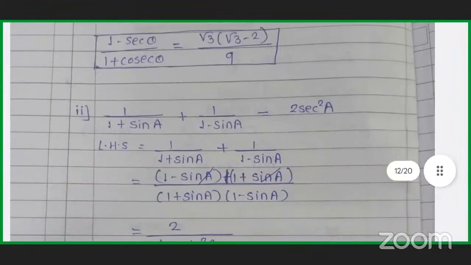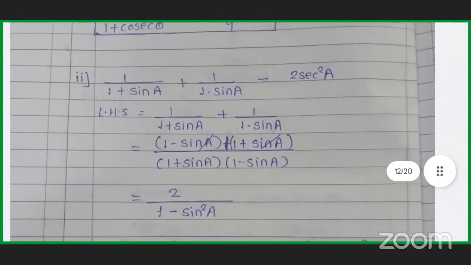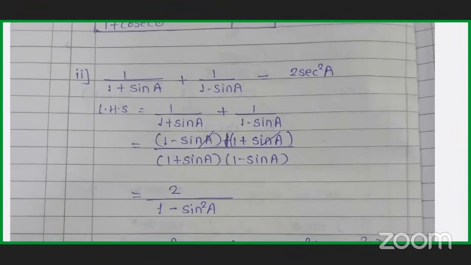Then focus here. Again here, the prove that section. So what is the given? In LHS, 1 upon 1 plus sin A plus 1 upon 1 minus sin A is equal to 2 sec square A.